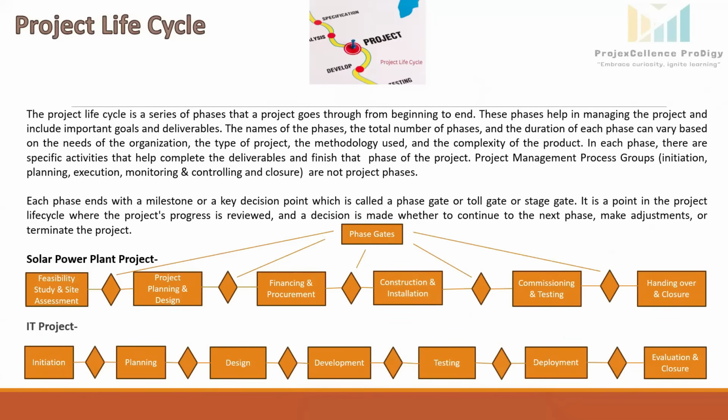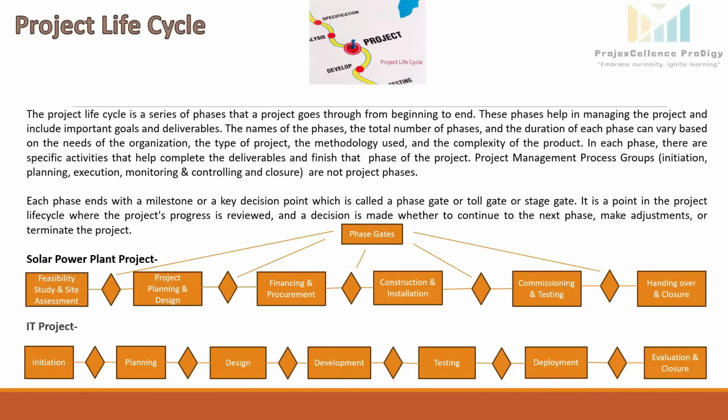The naming of the phases, how many phases will be in one project, and the duration of each phase can vary based on the needs of the organization, the type of project, the methodology we are using, predictive, agile, or hybrid, and the complexity of the product itself. In each phase, there are specific activities that help complete the deliverables and finish that phase of the project.